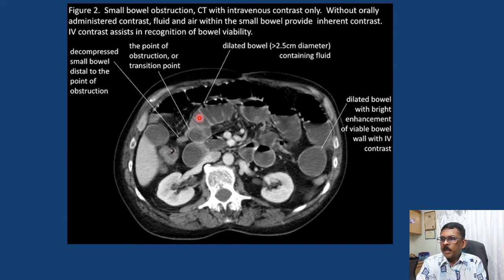Okay, here again small bowel obstruction. This is the distal segment which is collapsed. The proximal segment is distended.